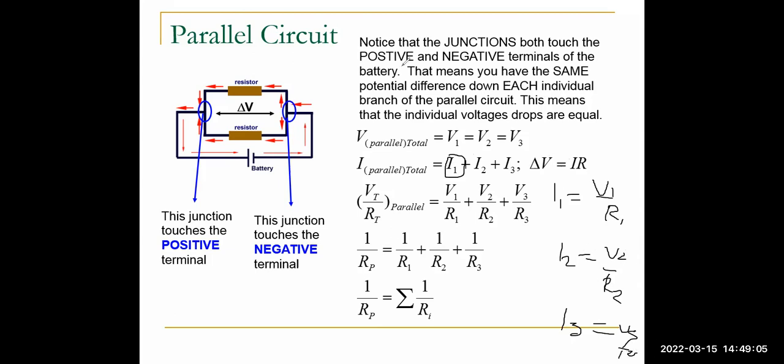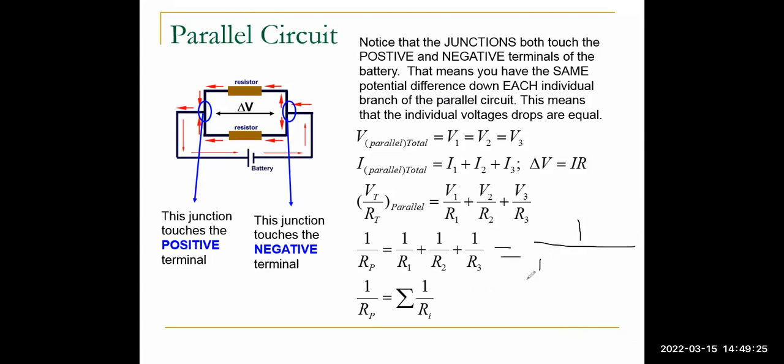Then kapag resistance, ang formula for resistance is 1 over Rp, or parallel, is equivalent to 1 over R1 plus 1 over R2 plus 1 over R3. Or sabi nga natin last time, it is the reciprocal of the reciprocal. Yan ang pagkumpit ng resistance sa parallel.